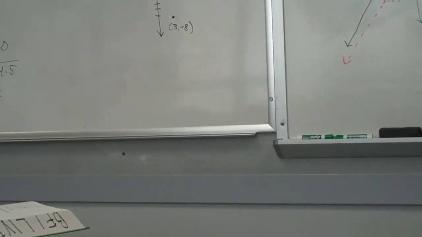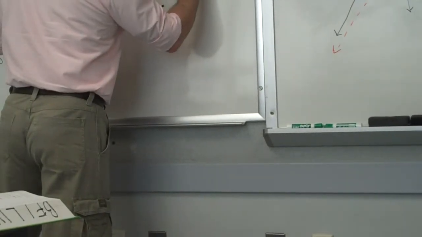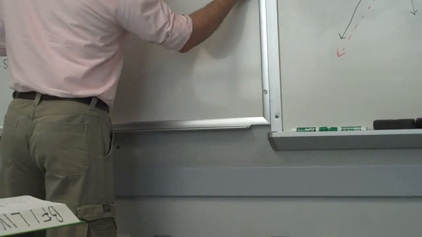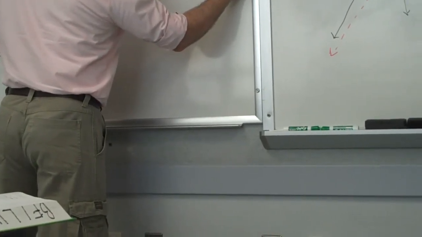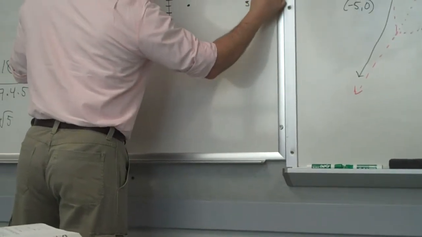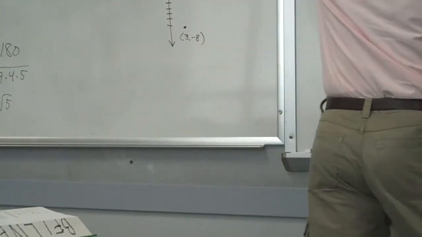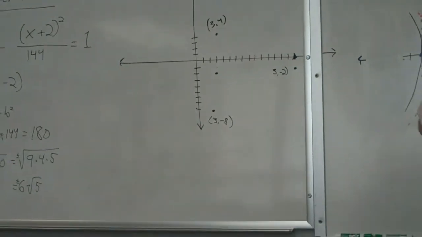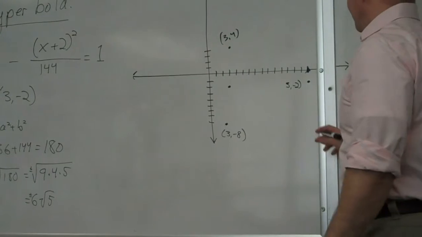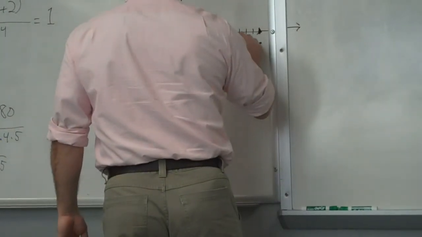Now, next up is 12 side to side. So from 3 I go out 4, 5, 6, 7, 8, 9, 10, 11, 12, 13, 14, 15, and then down 2. So that's the point 15, negative 2. Part of my hyperbola is going to be over here. I don't have enough room on my board. I'm sorry, that's 15, negative 2. Yeah, good catch.